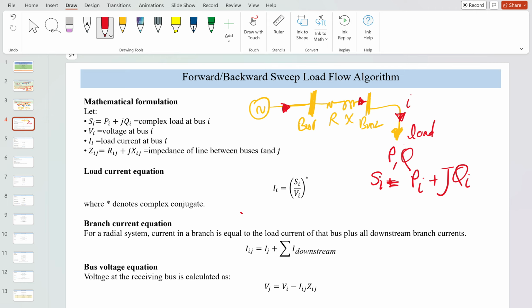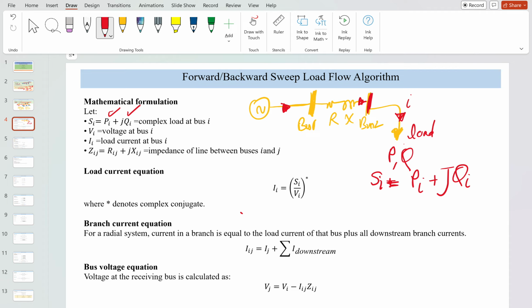Okay, so this is basically the power being consumed and the reactive power inside the load, which we already know as Si equals Pi plus jQi. And then you know the bus voltages. Bus voltages will already be given for certain buses.